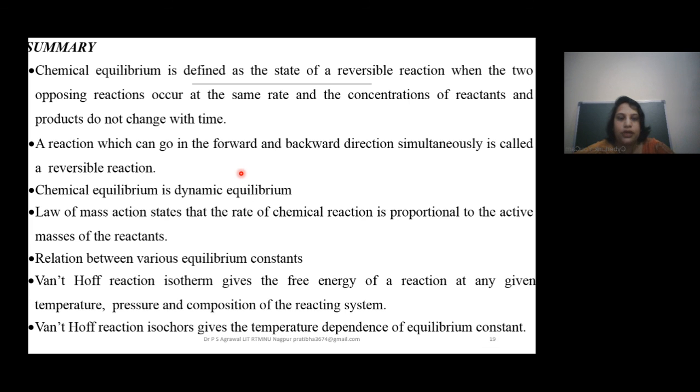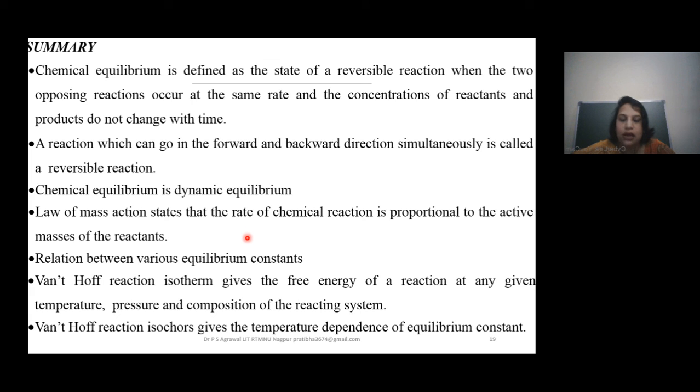So here we have seen chemical equilibrium, which is defined as the state of a reversible reaction when the two opposing reactions occur at the same rate and the concentrations of reactant and product do not change with time. A reaction which can go in the forward and backward direction simultaneously is called a reversible reaction. Chemical equilibrium is dynamic equilibrium. And the law of mass action states that the rate of chemical reaction is proportional to the active masses of the reactants. And we have seen the different relations between Kp, Kc, Kx.